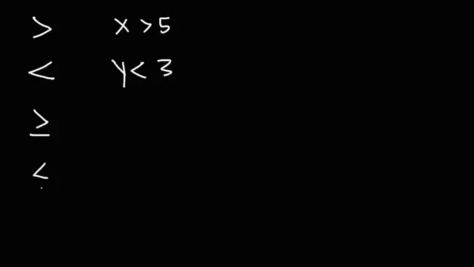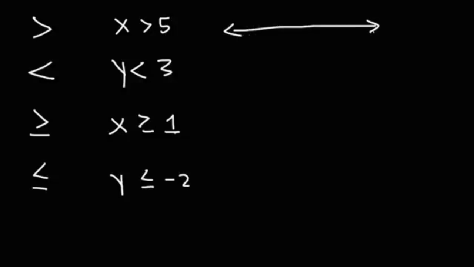Now let's talk about inequalities. So this symbol means greater than, and this symbol means less than. For instance, we could say that x is greater than 5, or we could say that y is less than 3. This symbol means greater than or equal to, and this one means less than or equal to. For instance, x can be equal to or greater than 1, and y could be less than or equal to negative 2.